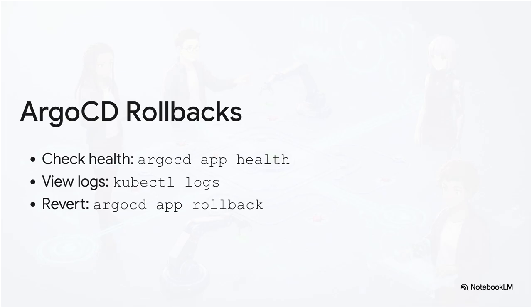First, you check your application's health with argocd app health. If things look bad, you dig into the pods with kubectl logs. And if you absolutely need to bail out, you just run argocd app rollback targeting a previous, stable revision. That right there is the ultimate infrastructure-level safety net, giving you granular control to restore service.